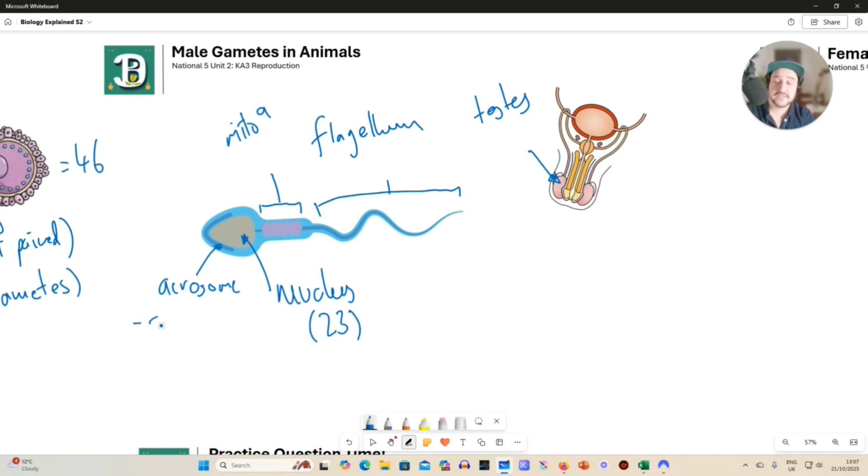The acrosome contains enzymes. Again, these are biological molecules that break things down. They catalyze reactions. They contain enzymes that help break the jelly coat down. Okay, so for your National 5, you need to remember where these gametes are produced, how many chromosomes they've got, and some of their features that allow them to do their job properly.